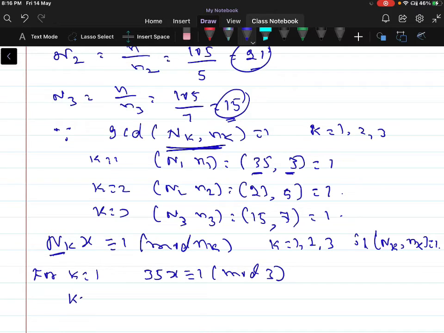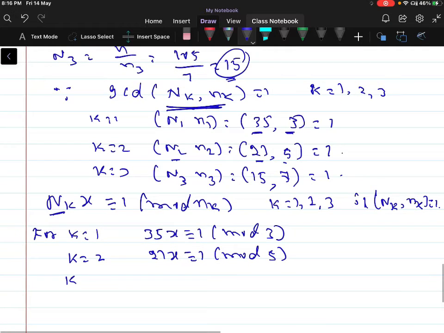For k equal to 2, that is N2 x is congruent to 1 modulo n2, where capital N2 is 21 and small n2 is 5. So this can be written as 21x is congruent to 1 modulo 5.